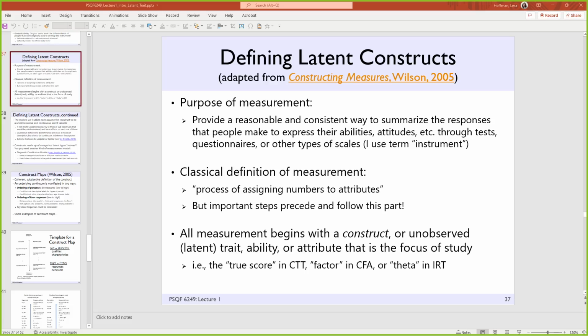There we go. So welcome back to Latent Trait Measurement Model Central, otherwise known as 6249. We've got a little bit left to do in Lecture 1 as sort of big picture overview, sort of squishy stuff. Then we talk about classical test theory, alpha reliability, and that kind of stuff.